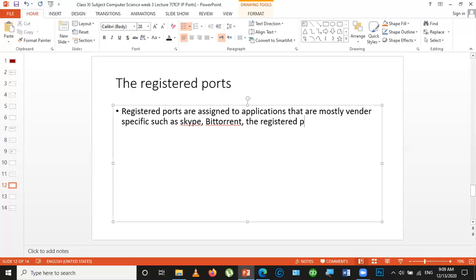Registered ports are in the range of 1024 up to 49151. These are the registered ports. All the registered ports are here to use.